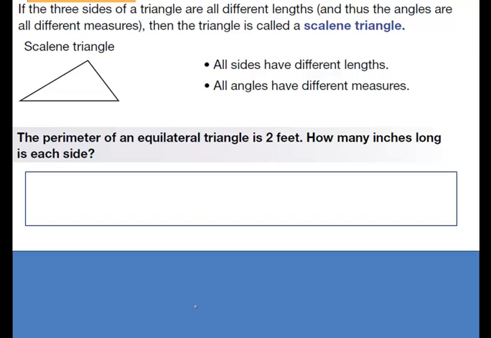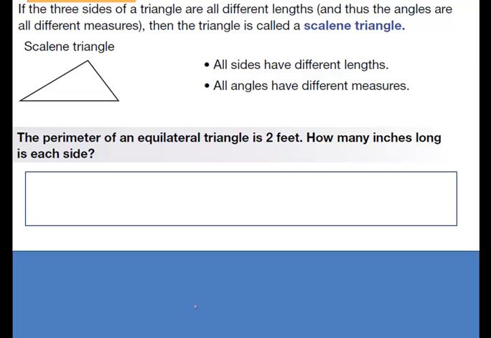So the perimeter of an equilateral triangle, so think of the definitions we talked about, is 2 feet. So first of all, how long would each side be? A couple of things you have to do here. You're going to have to draw the triangle, you're going to have to convert feet to inches, and then you're going to have to figure out how many inches are on each side going around the perimeter of the triangle that you drew.